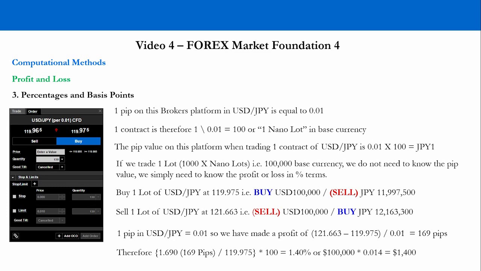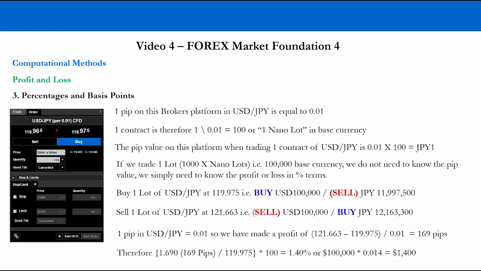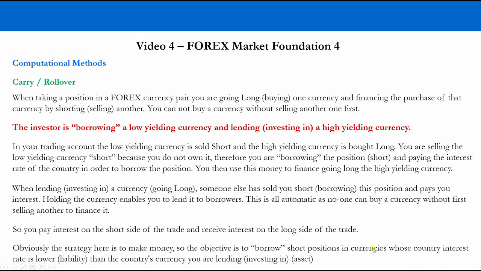So when we're comparing currency pairs against each other. Again, working everything out in percentages and basis points was all pretty straightforward. Obviously, whichever method you're most comfortable with, you're going to use that method repeatedly. That's all totally fine, but do try to double check everything again with percentages and basis points. So let's continue with our computational methods. The next one we're going to look at is carry or rollover.